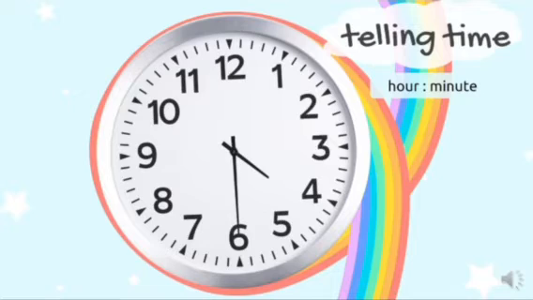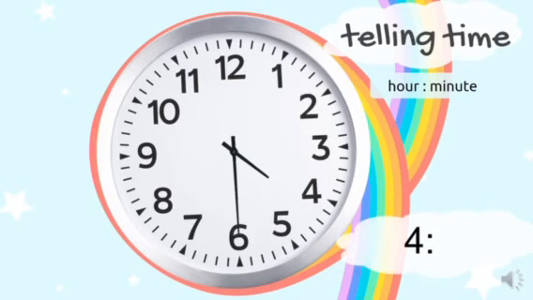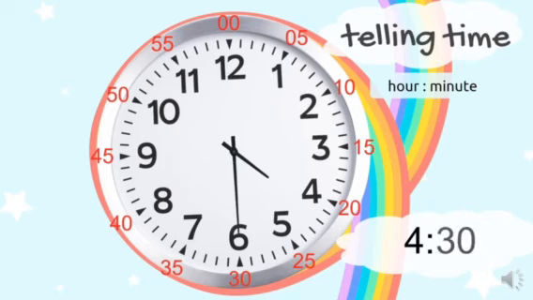Remember, we first look at the short hand for the hour. It is now between 4 and 5. So which hour is the short hand pointing at? 4. Now we look at the minute hand. It is pointing to the 6. Does that mean it is 4 and 6 minutes? No, we have to count by 5s to get the minutes. So the time is 4:30. Because the hour hand is pointing at 4, and after counting by 5s, we see that the minute hand is pointing to the 30 minutes.